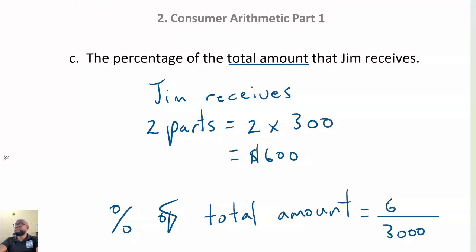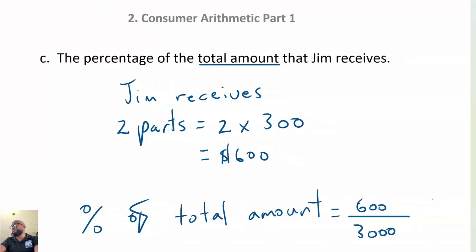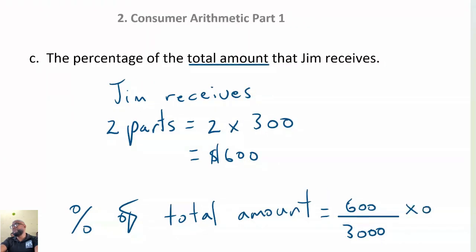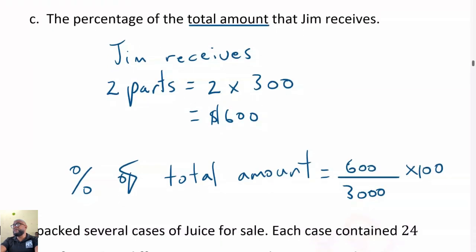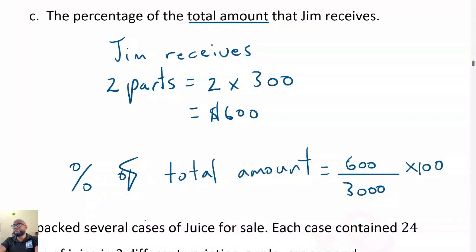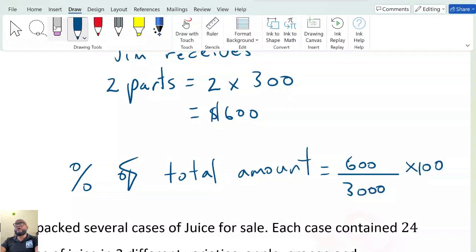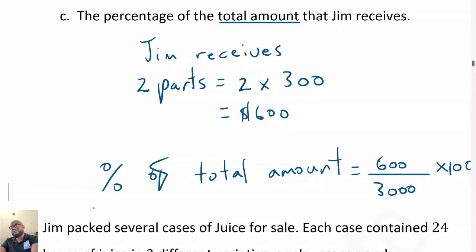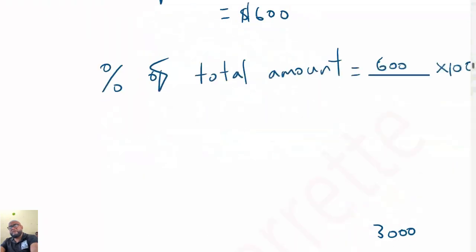300? So it will be 600 over 3,000 multiplied by 100 because it's a percentage we need to find, right? Everybody good there, my children? Work out that percentage, please. Send back up the 3,000.